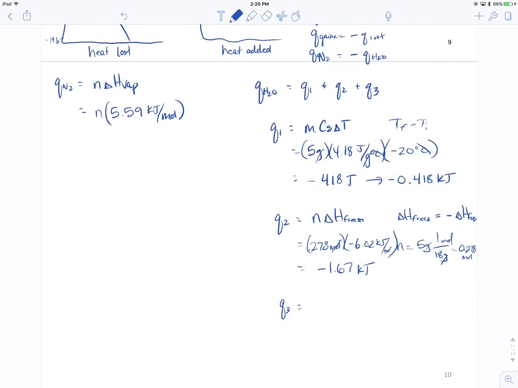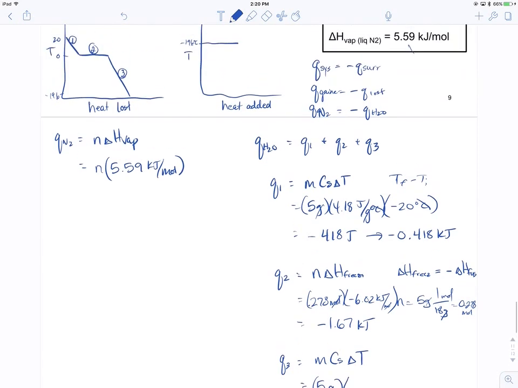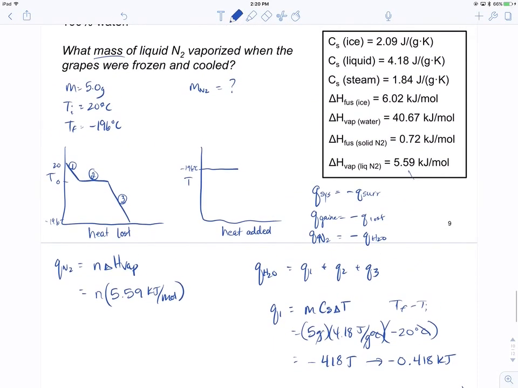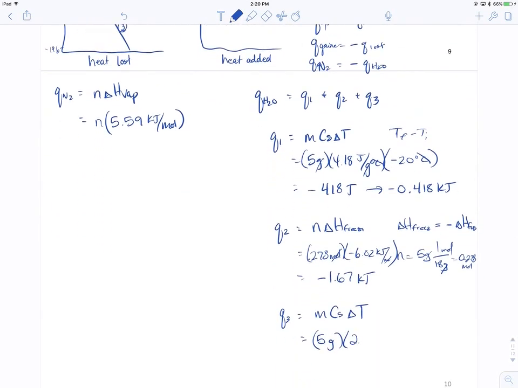Then Q3 is cooling from 0 to negative 196 degrees Celsius. The heat capacity for ice is different. Sorry, I have to scroll back up here. 2.09 joules per gram degrees Celsius. And delta T here is going to be a negative 196 degree temperature change because T final minus T initial, we have negative 196 minus 0 is negative 196. So this calculates to 2,048 joules, which is 2.048 kilojoules.